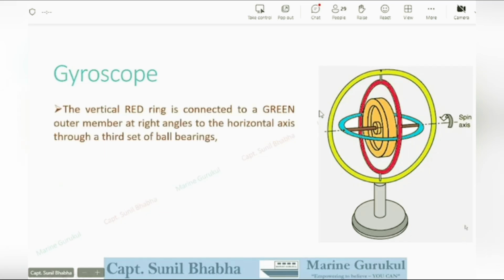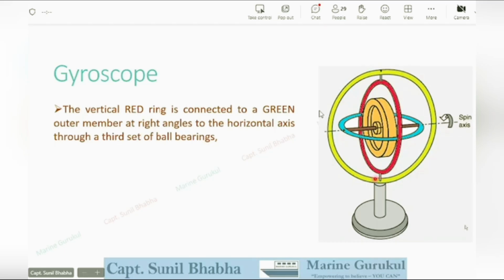Now moving further still, if you pay your attention to the red color vertical ring, you will see that this red color ring is connected to the green outer member. The red color ring is connected to the green outer member at 2 points. One point is exactly on top of the diagram. This is one point shown by the laser pointer. And the second point where the red ring is connected with the green outer member is this particular point.